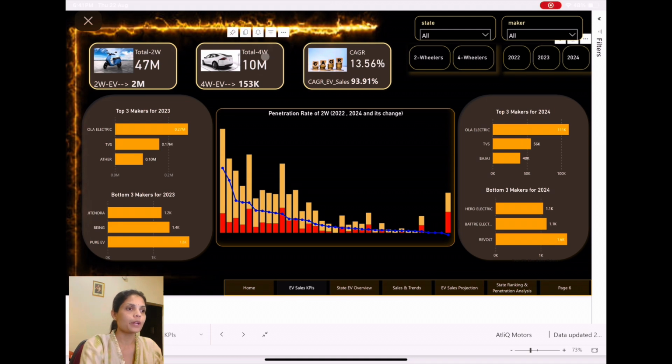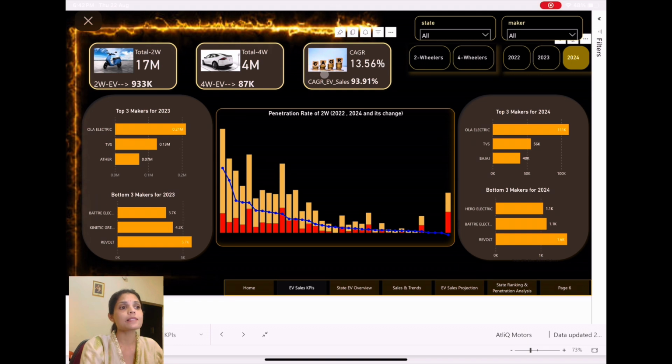Coming to the four-wheeler sales, the data reveals that 10 million four-wheelers were sold in total, with electric vehicles contributing 1,53,000 units. Coming to 2024, the figures show 4 million total sales, with 87,000 of those being electric vehicles. This highlights an ongoing shift towards EVs in the four-wheeler segment as well.